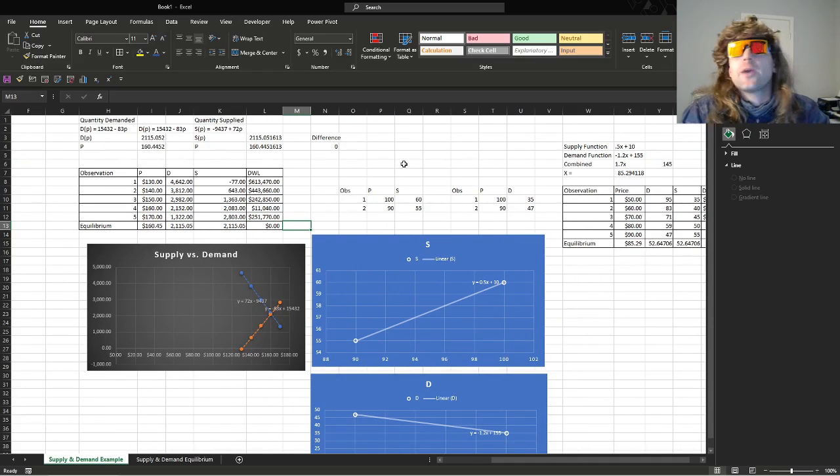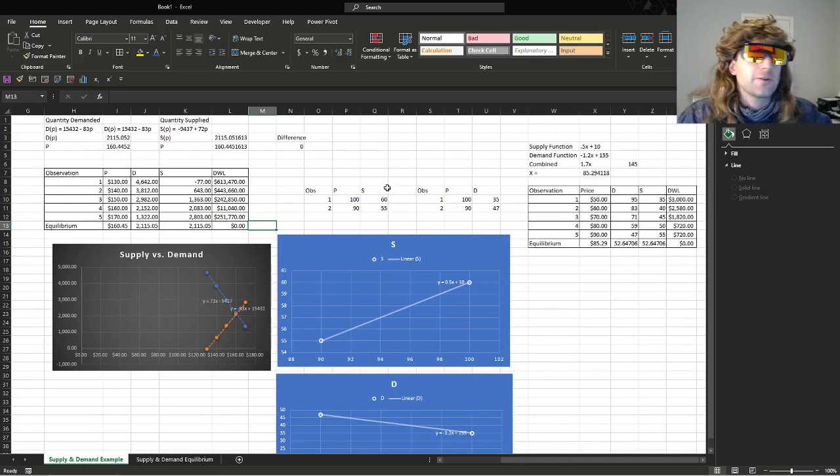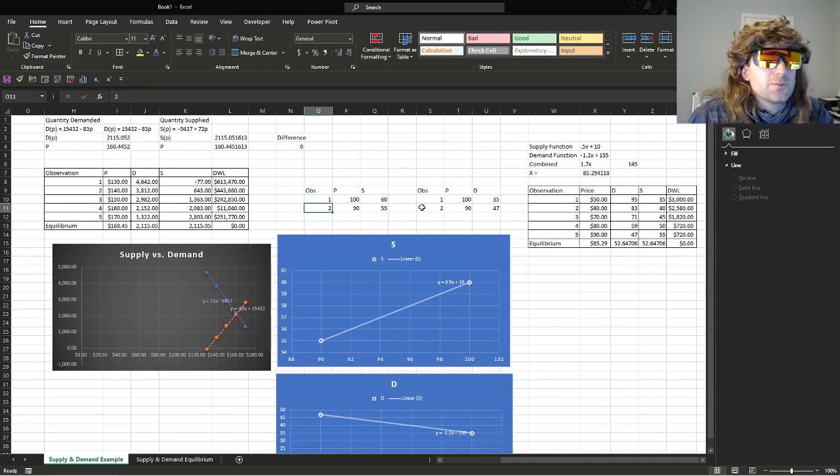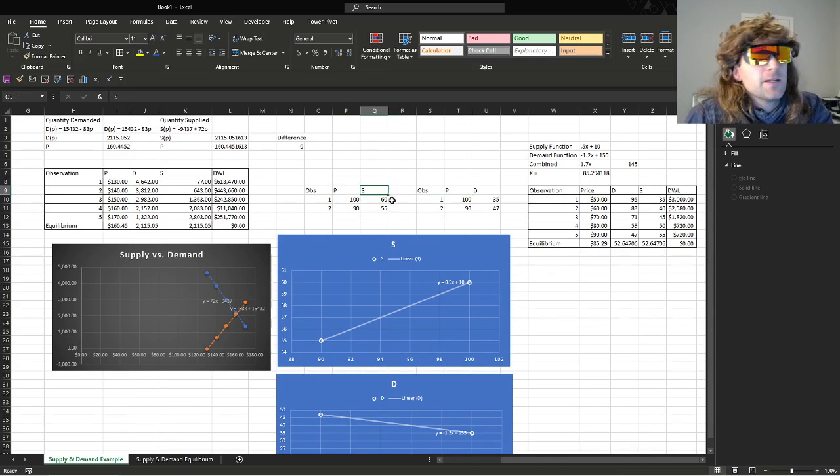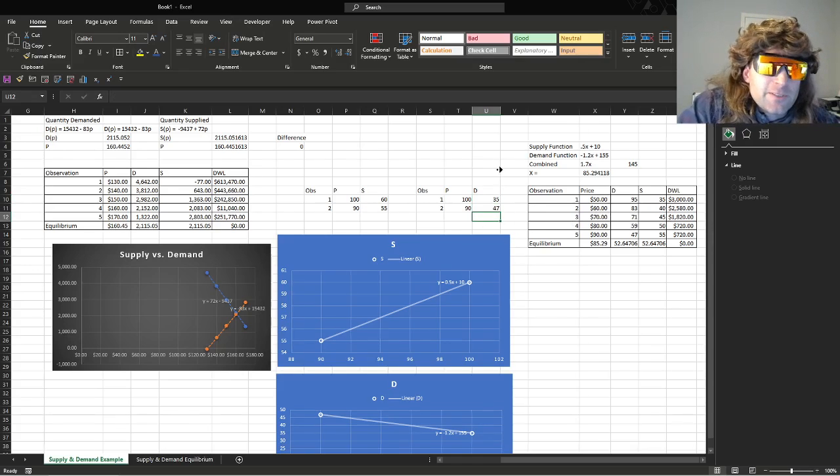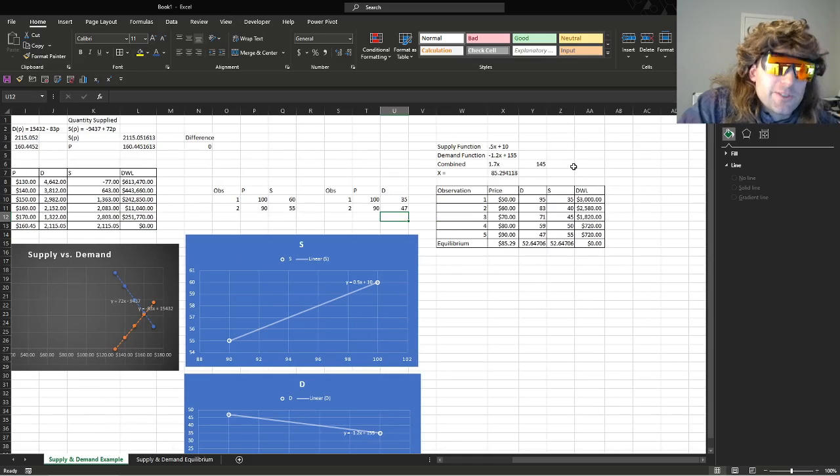Here, I just made another random example, just to show you can do it pretty quickly on your own. So I made observations 1 and 2. We have prices 100 and 90, and since supply is upward sloping and demand is downward sloping: supply, if the price is 100, they'll make 60. If it's 90, they'll make 55. Demand, if the price is 100, people want 35, and if it's 90, they want 47. I just picked those numbers at random to give us some interesting functions to solve for.